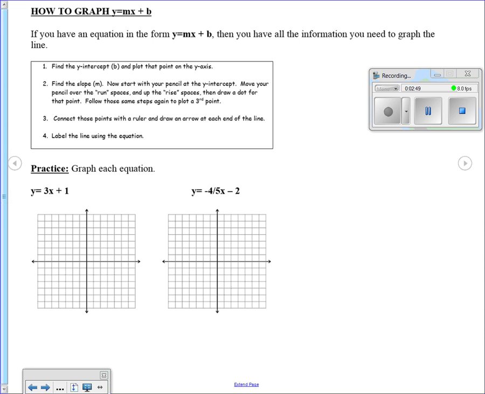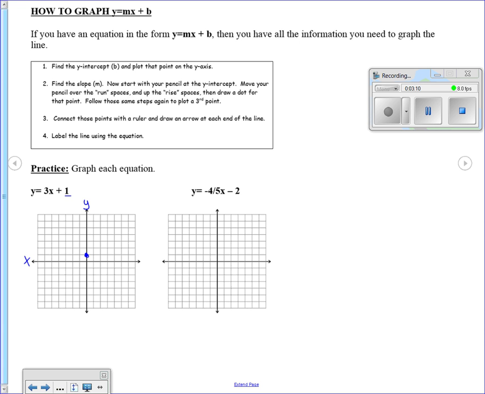All right, so let's find the y-intercept and plot that point on the y-axis. So our y-intercept is 1. So that's a positive 1 on the y-axis. The y-axis is the axis that goes up and down. So there's our y, here's our x. So if we go up to 1 and plot that point, we've plotted our y-intercept.